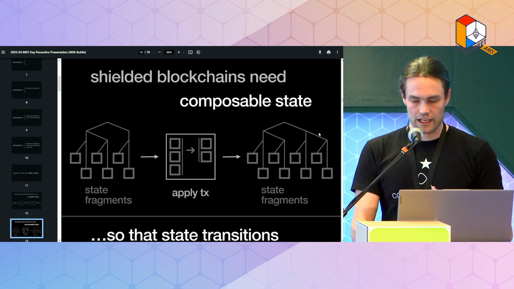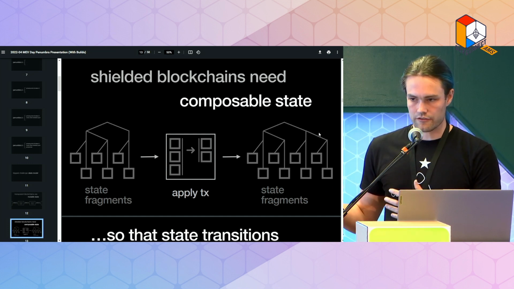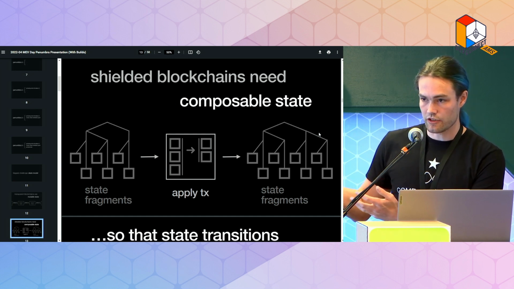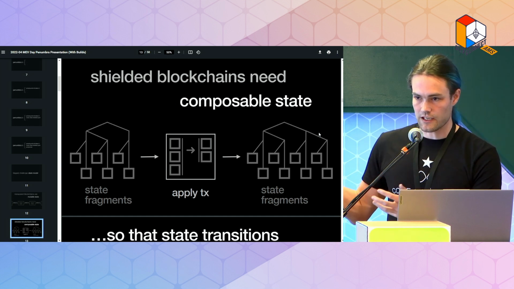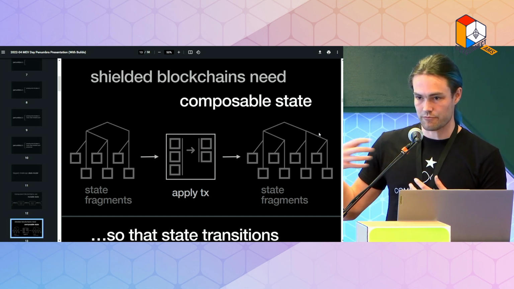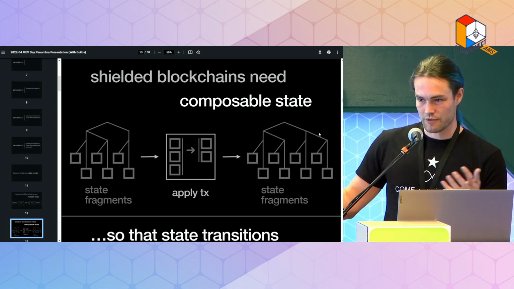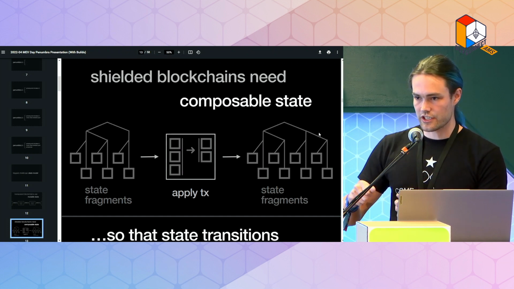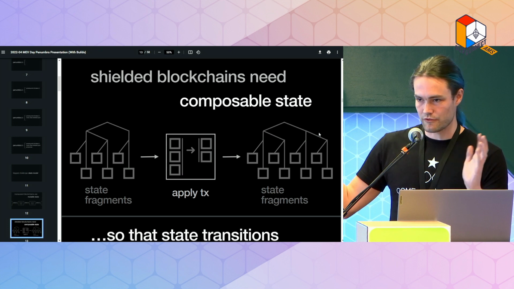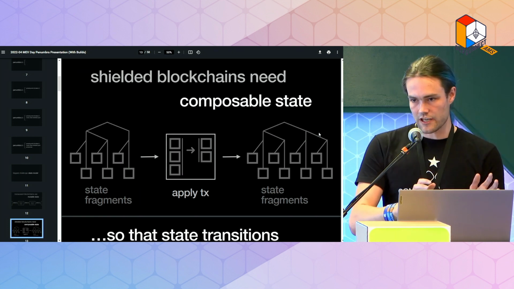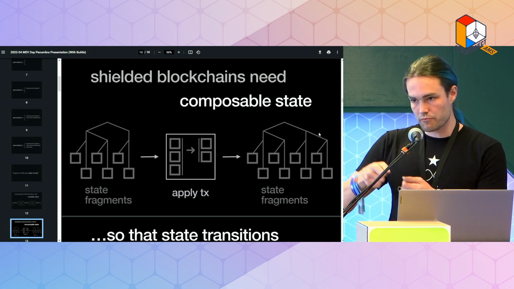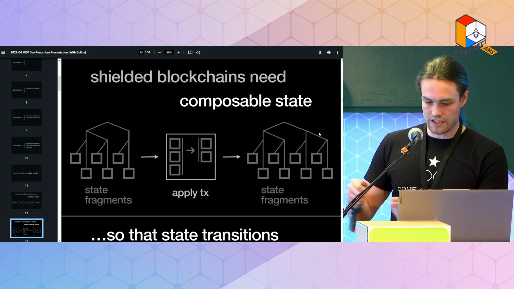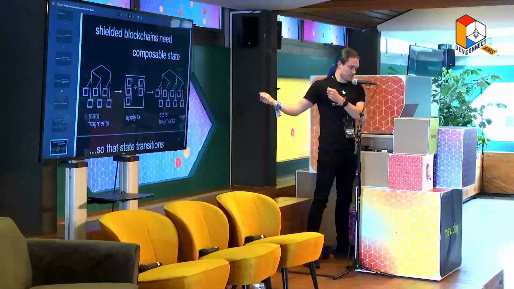But in order to have a shielded chain, you need to have a composable state. So you have this collection of state fragments. This is more of a UTXO style model, but I prefer to avoid using that term because it carries a lot of baggage from Bitcoin that we could maybe just not have. And the idea is, instead of any transaction being able to edit whatever part of the state, you have these state fragments, and every transaction is going to compose together its input fragments and then produce some new state fragments, and those get appended into this big collection of state fragments.